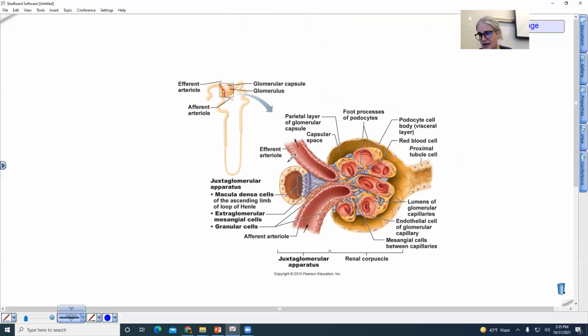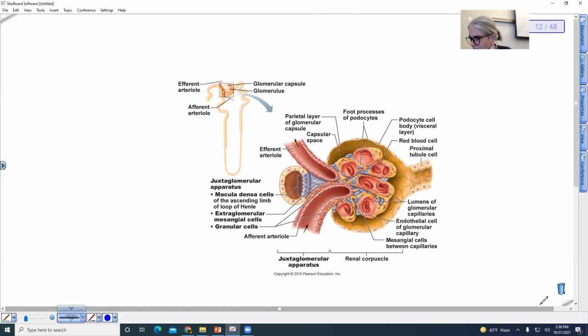So blood comes in via the afferent arteriole. Here we have the inner capillaries. These red blood cells, you do not want them to leave. On the outer layer, you see these yellow things, and those are the podocytes. So that's the visceral layer of the capillaries.